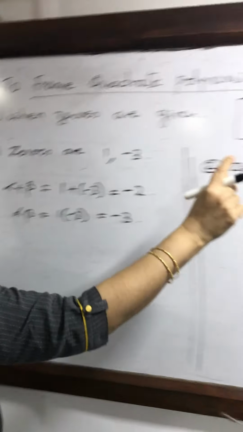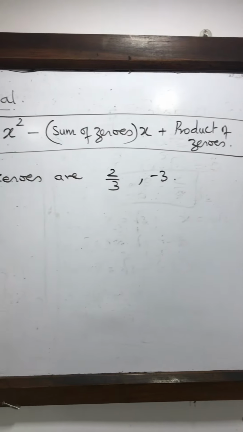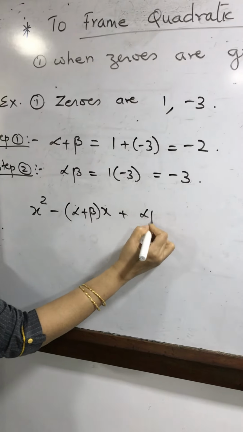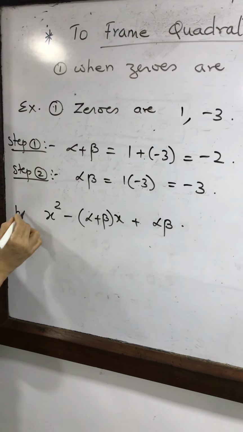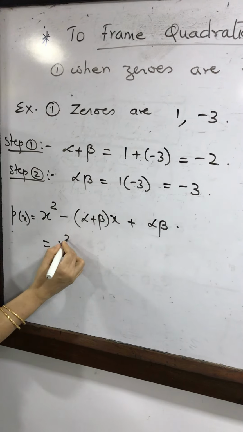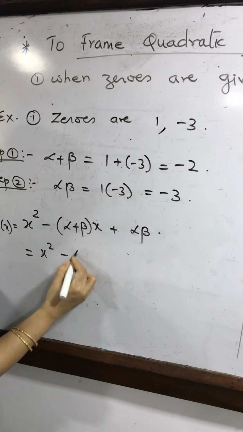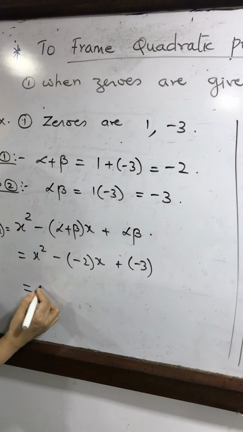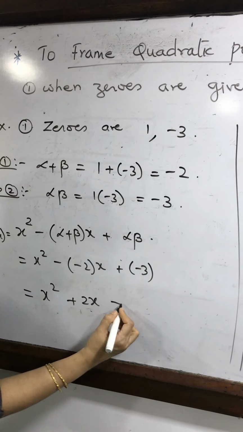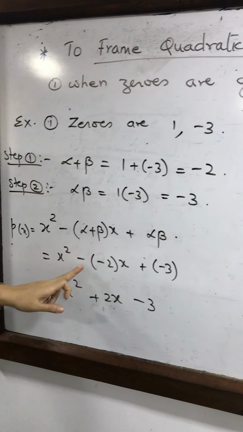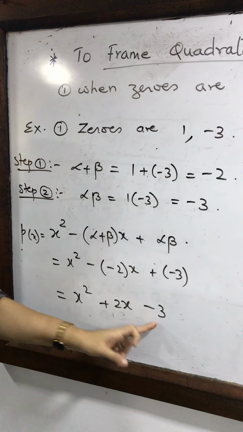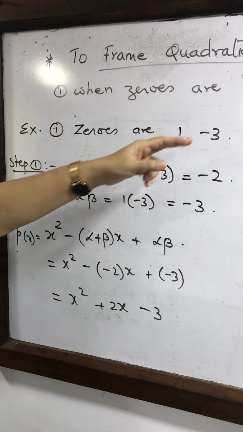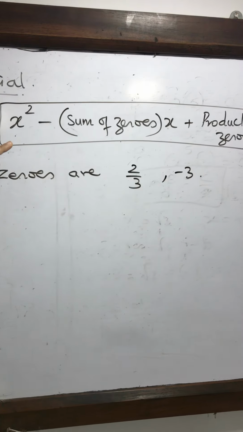These two values I will then substitute in this formula, x square minus sum of the zeros into x plus product of the zeros. So this is the polynomial. If I substitute the value of sum of the zeros as minus 2 and product of the zeros as minus 3, then the polynomial will be x square, negative into negative is positive, 2x minus 3. So this is how you will frame the quadratic polynomial from the formula x square minus sum of the zeros into x plus product.